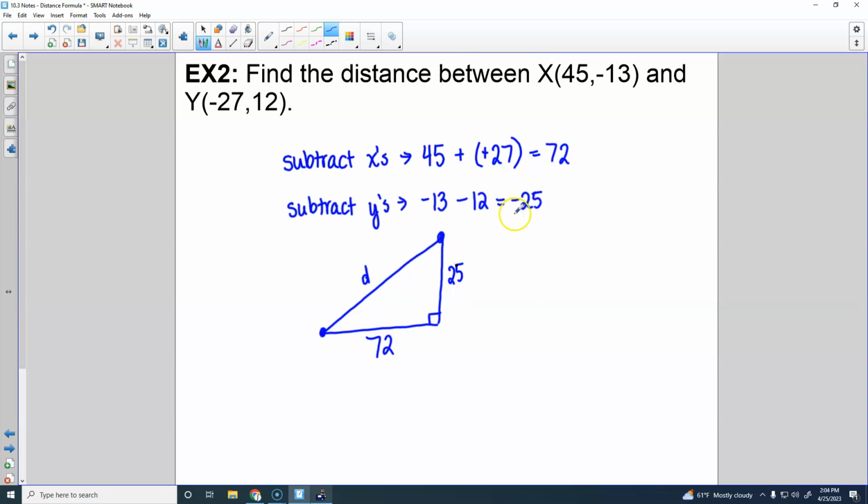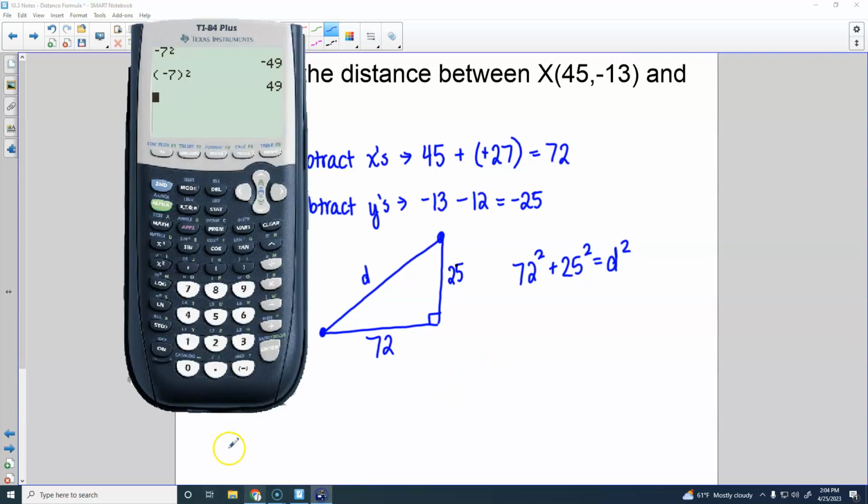If you want, you can include the negative when you do Pythagorean theorem. It'll be fine if you do that. But I would encourage you just to leave off the negatives, because it's only going to possibly make you mess something up in the calculator, right? If you put your parentheses wrong, you'll get it wrong. So I would just do 72 squared plus 25 squared equals the distance squared. And definitely grab the calculator for that one.